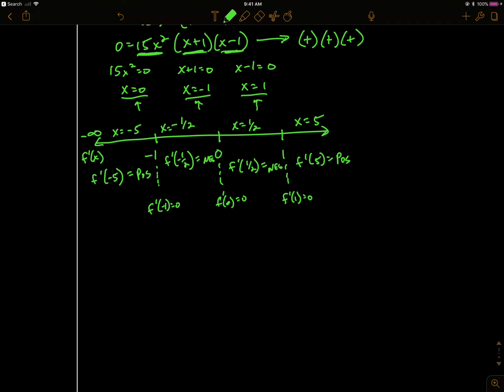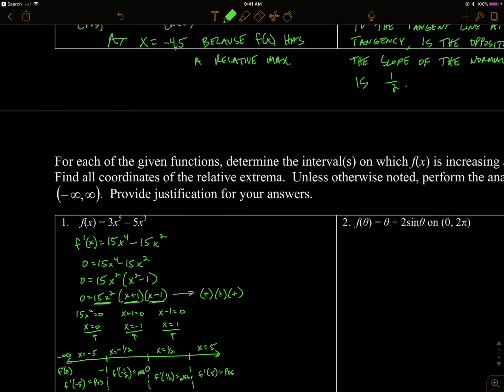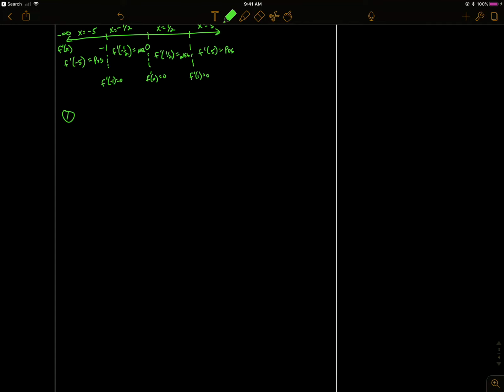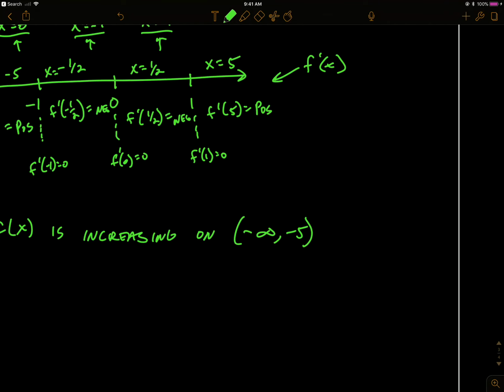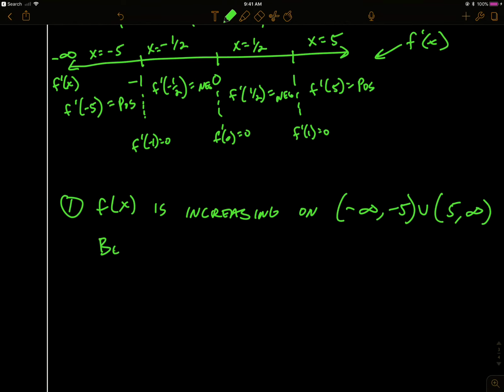So with that information now, I can answer some of the questions. So I want to restate all the questions. It said, determine the intervals on which f of x is increasing or decreasing. So this is all information about f prime of x. Keep that in mind. So I'm going to say f of x is increasing on the intervals -infinity to -5, and then union 5 to infinity, because f prime of x is bigger than 0 on these intervals.